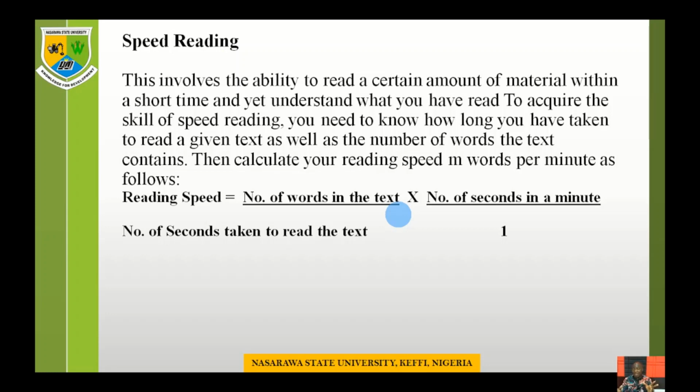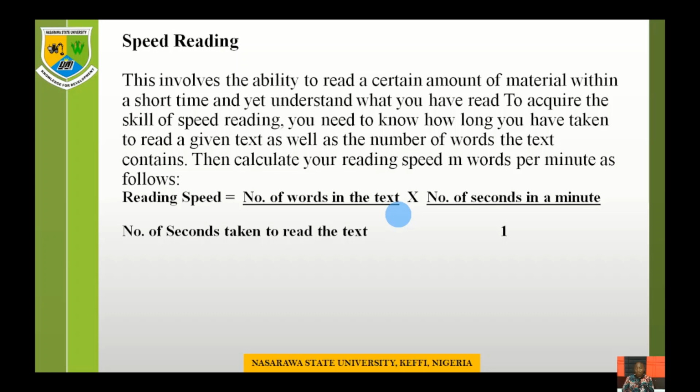So there are two major things here. First, you need to know how long, that's the time you have taken to read the text. At the same time, know the number of words the text contains or the book. You must know the time it took you to read the text. When you have discovered those two, you can do a calculation of your reading speed or speed reading in words per minute.